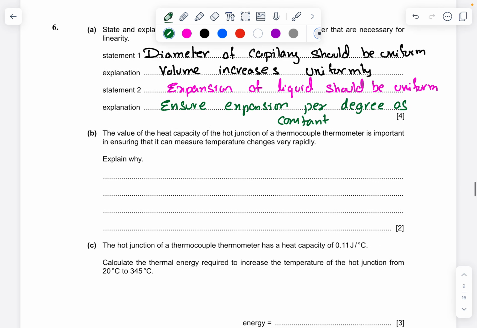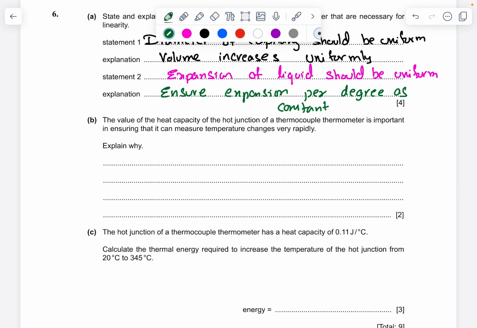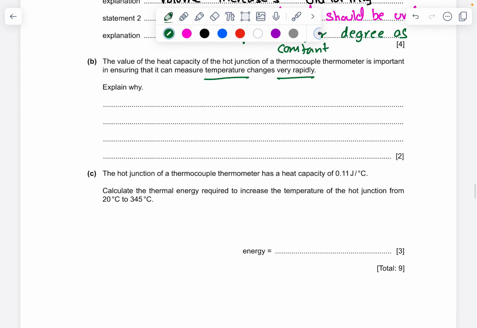The value of the heat capacity of the hot junction of a thermocouple thermometer is important in ensuring that it can measure the temperature changes very rapidly. Why? Because the heat capacity at the hot junction of the thermocouple should be very small. Why should it be very small? So that the thermometer will reach the surrounding temperature rapidly.